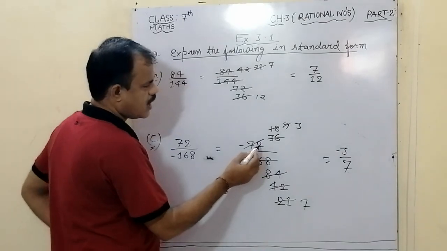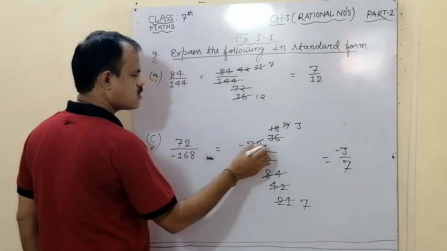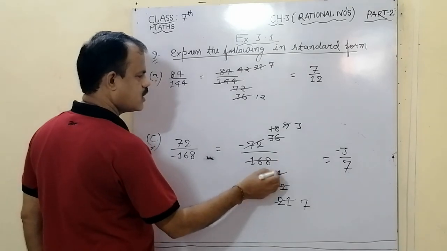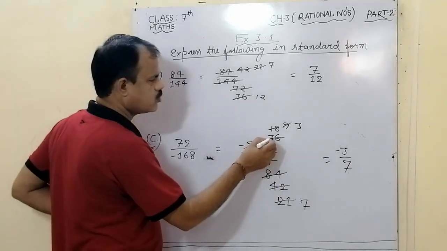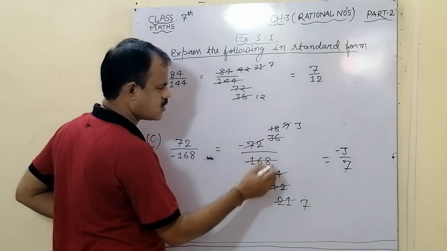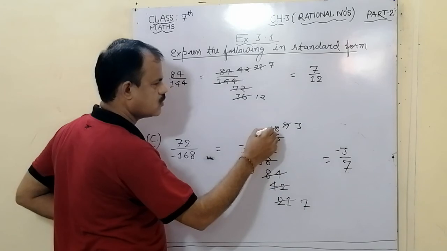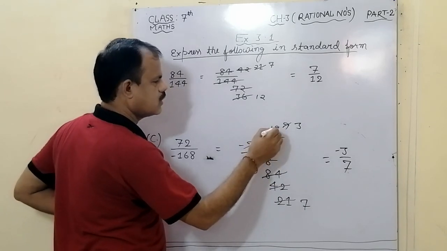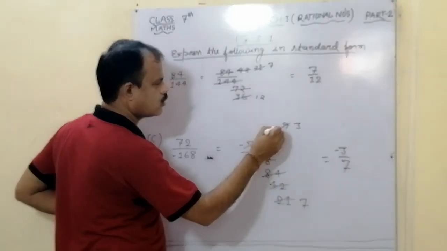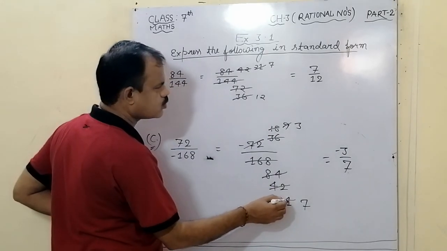Here you see the last digits are 2 and 8, so it is divisible by 2. So by 2, 2 3s are 6, 1 remainder, 12, 2 6s are 12, 2 8s are 16, 2 4s are 8, so 36 and 84. Again by 2, table of 2, 2 1s are 2, 1 remainder, 16, 2 8s are 16, 2 4s are 8, 2 2s are 4. Again by 3, table of 3, and this is 2 9s are 18, 2 2s are 4, 2 1s are 2.